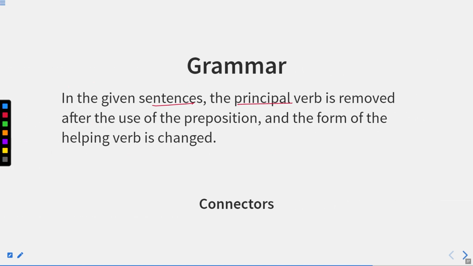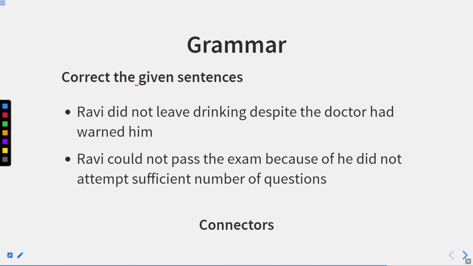In the given sentences, the principal verb is removed after the use of the preposition and the form of the helping verb is changed. Now correct the given sentences. If we have these sentences, Ravi did not leave drinking despite the doctor had warned him. Is this sentence correct? No. Because after despite, we cannot have a noun. Ravi could not pass the exam because of he. Now he is a pronoun which we cannot use just after a preposition. So this is incorrect.